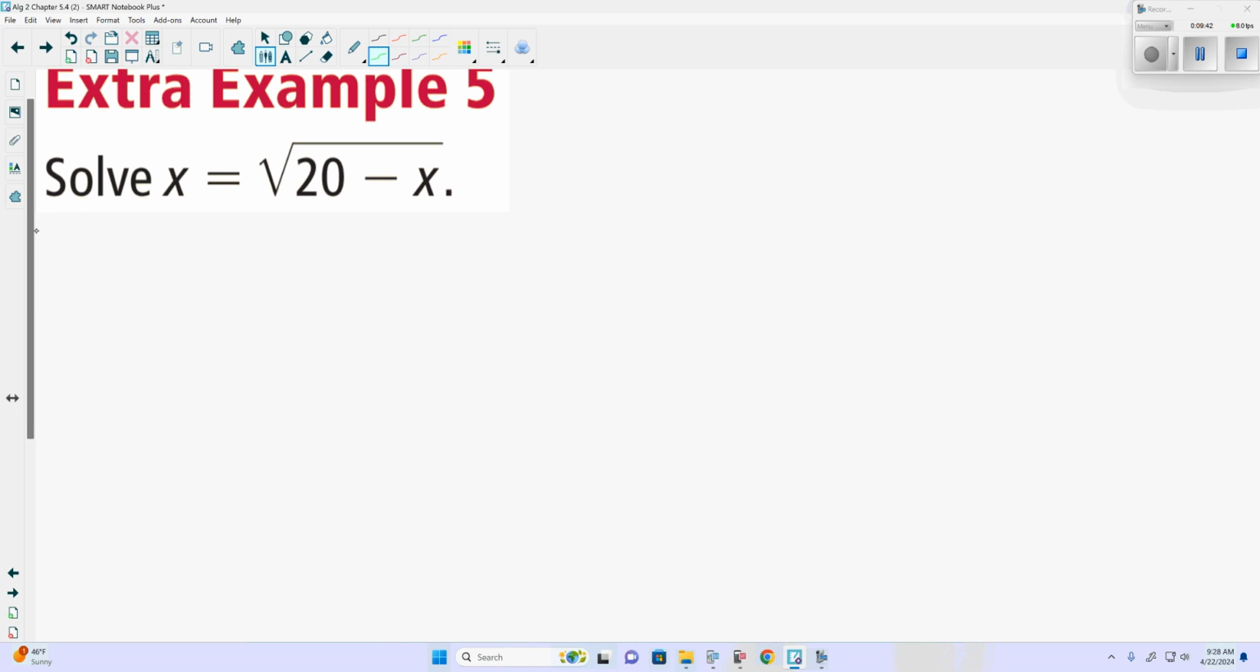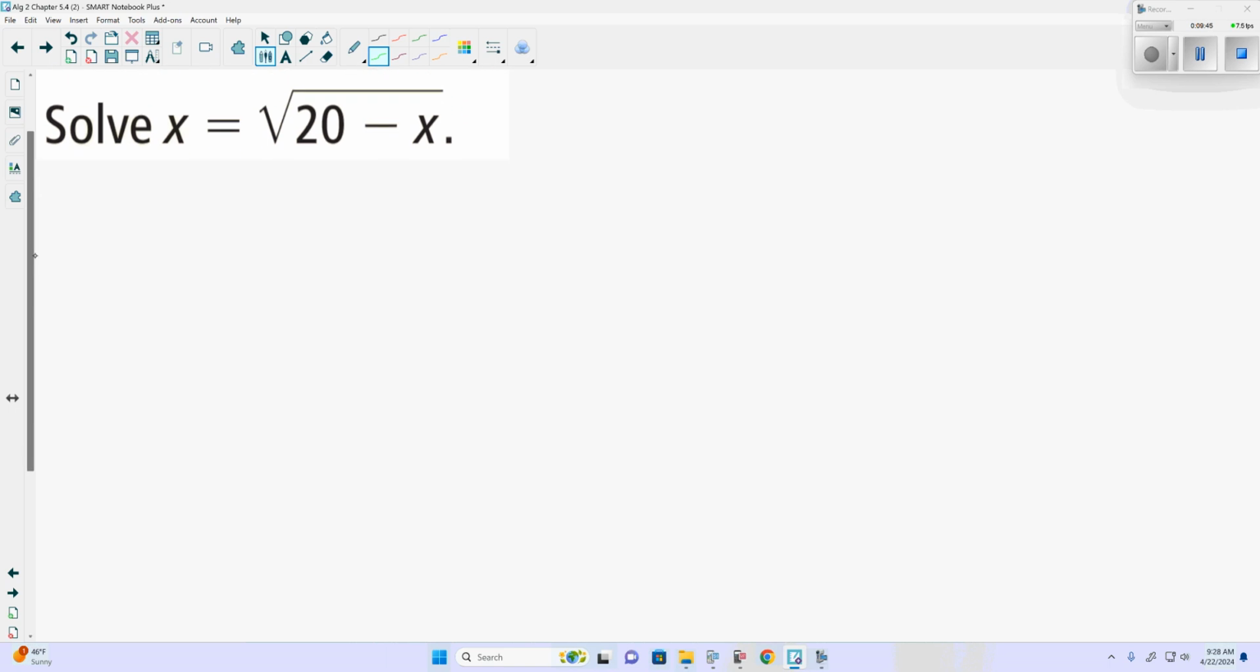Here, solve x equals the square root of 20 minus x. Step 1, there's only one radical, so we need to get it by itself. That's done. Step 2, put both sides to the nth power. Well, the nth power in our case would be 2. Square root and square would cancel, leaving us with 20 minus x. Our left-hand side, x squared, is just x squared.